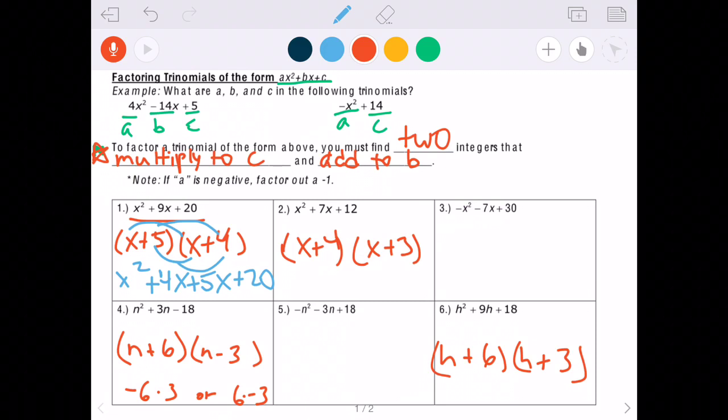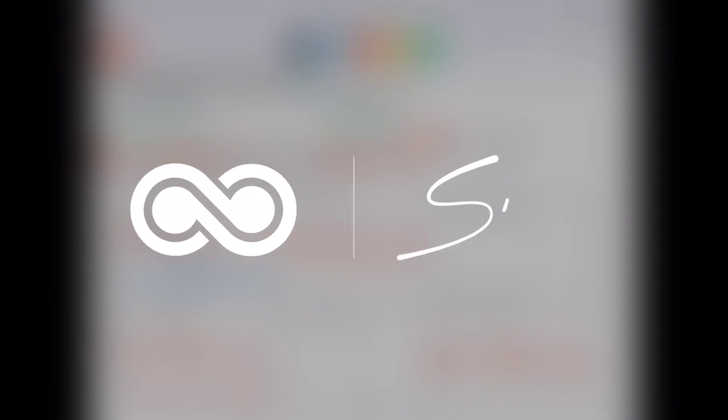So those examples right there were just your basic cases where a is positive 1. So just your basic factoring video.